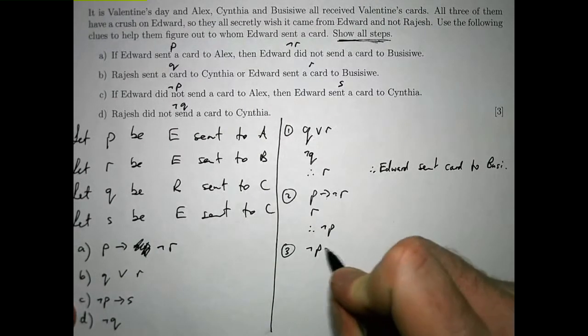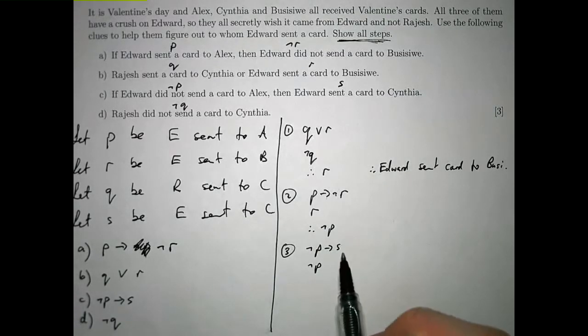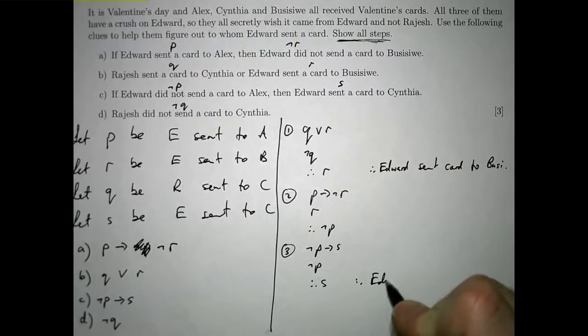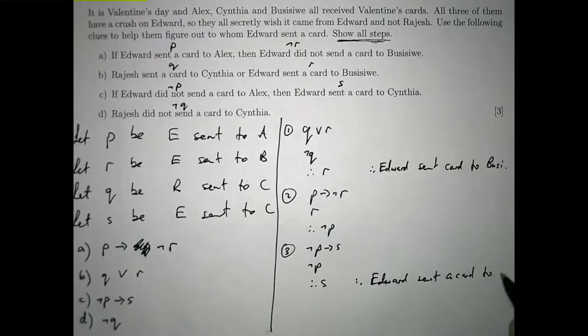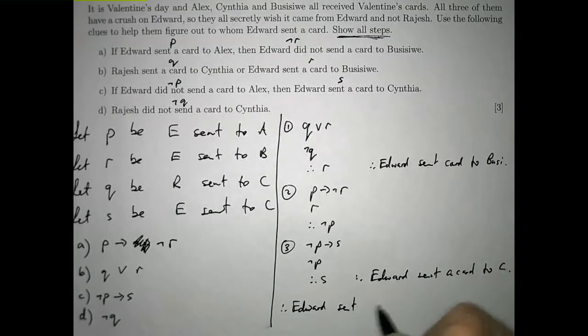And then finally, we've got a not P here. Let's see if we can use our last statement here, which is C: not P implies S. We also know from part 2 that not P is true. Now we use modus ponens. We've got not P implies S, we've got not P is true, and whenever not P is true, we know that S is true. Therefore, S. And S is Edward sent a card to Cynthia. Therefore, Edward sent a card to Cynthia. So Edward actually sent a card to Busisiwe and Cynthia.